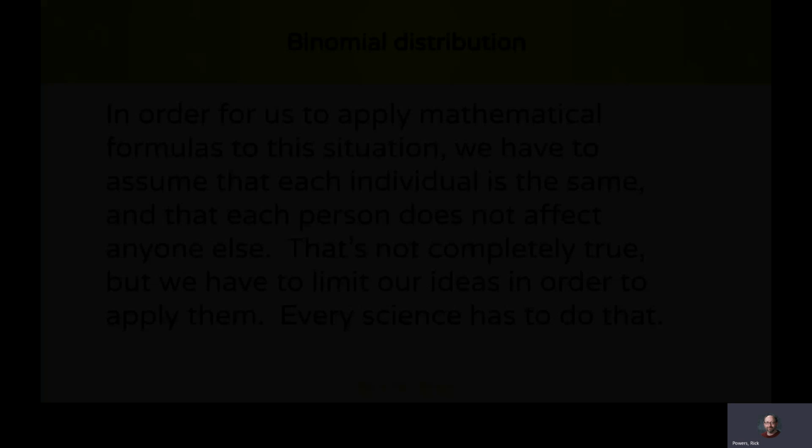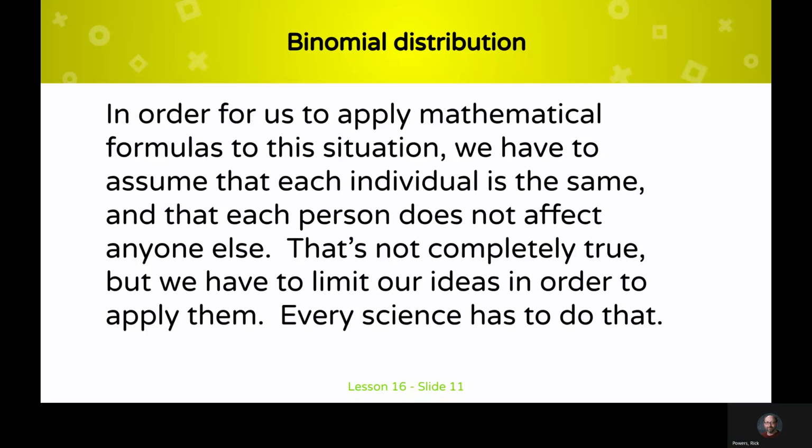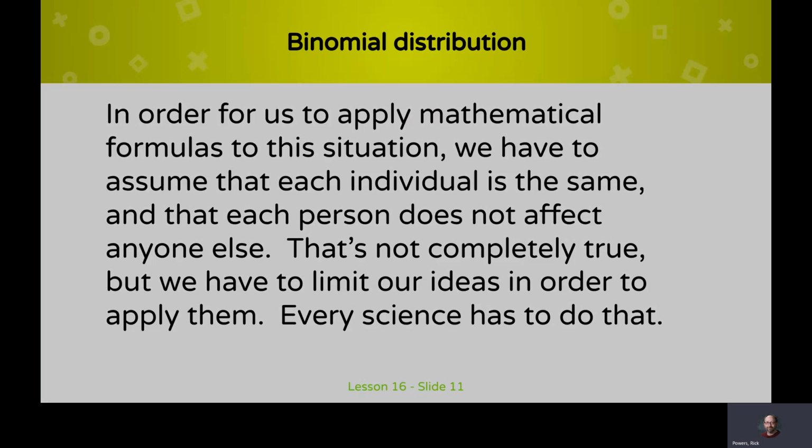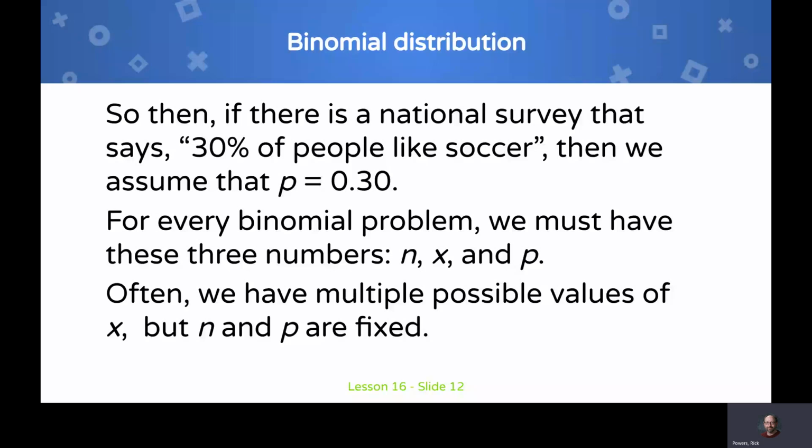In order for us to apply mathematical formulas to this situation, we have to assume that each individual is the same and that each person does not affect anyone else. That's not completely true, but we have to limit our ideas in order to apply them. Every science has to do that. So then, if there's a national survey that says 30% of people like soccer, then we assume that P is equal to 0.30. For every binomial problem, we must have these three numbers, N, X, and P.